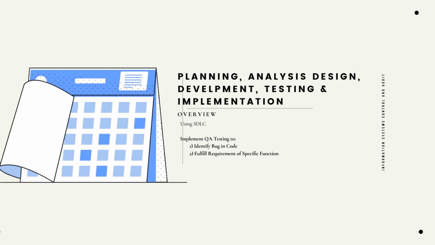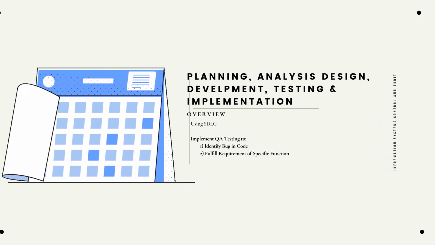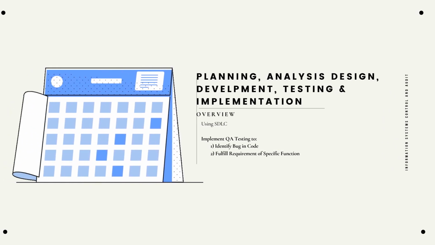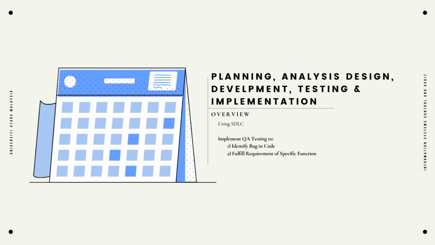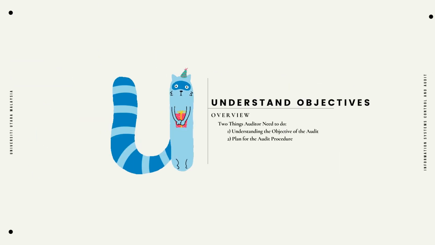Still about the first step. The first step is all about the system development lifecycle, which is a structured process of developing a system. We will use QA testing, which is designed to identify bugs in the code, and the second purpose is to ensure that the system will fulfill the requirements of the functional specification.